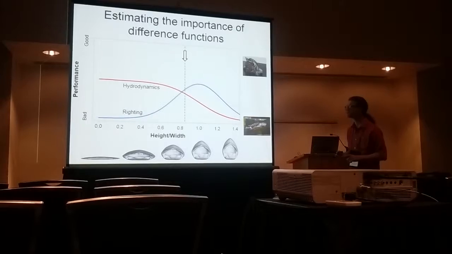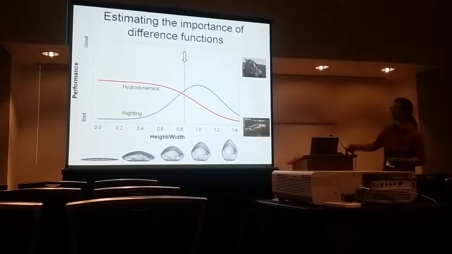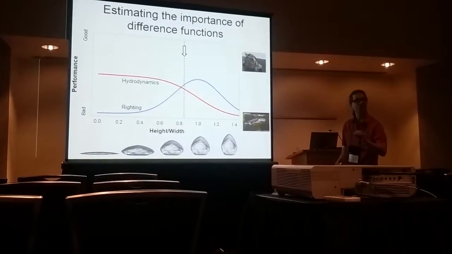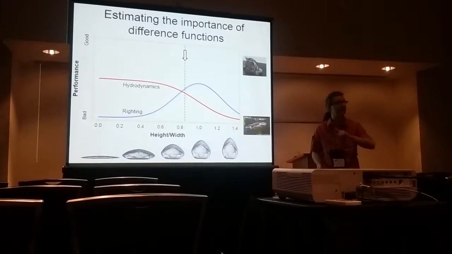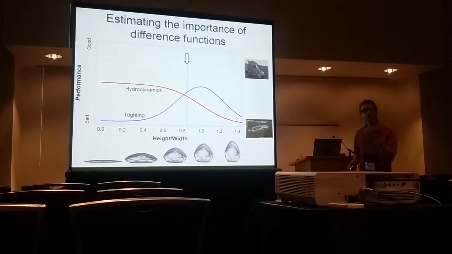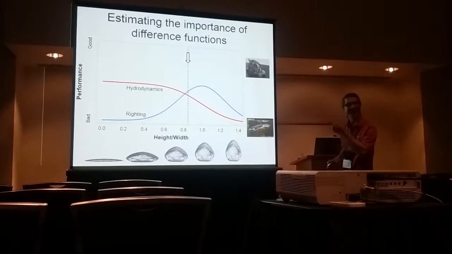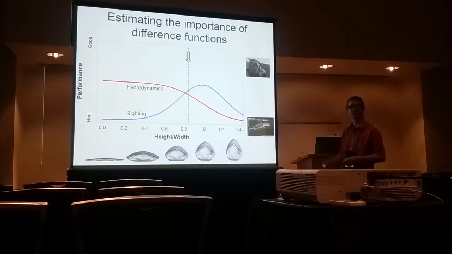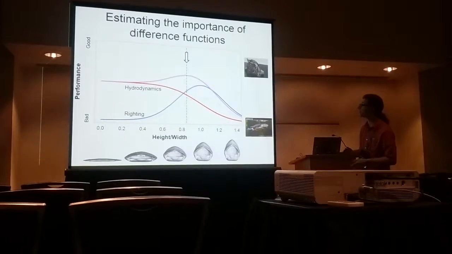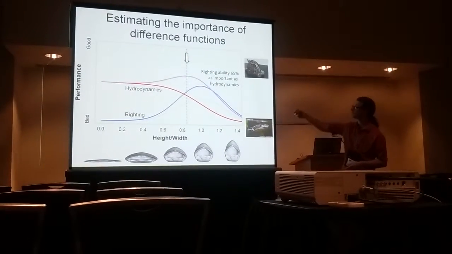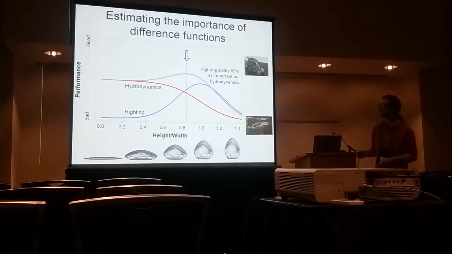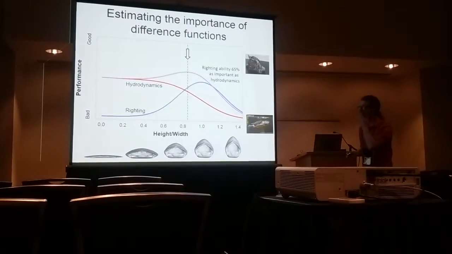You can start off with a turtle that has a certain phenotype. So you've got a turtle that's got this particular height-to-width ratio right here, and you can ask what relative weighting of these performance surfaces would give you a peak right here. So assuming you're willing to assume that this animal is at its peak for compromising hydrodynamics and writing, you can ask what the relative importance of those performance surfaces would be. And here it turns out that, for this spot right here, that implies that writing ability is only 65% as important as hydrodynamics for this term.